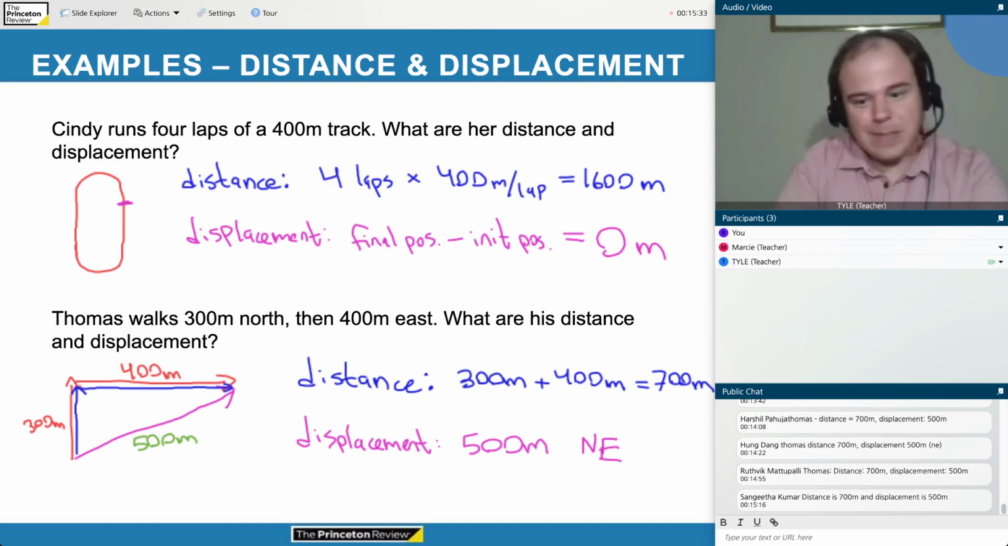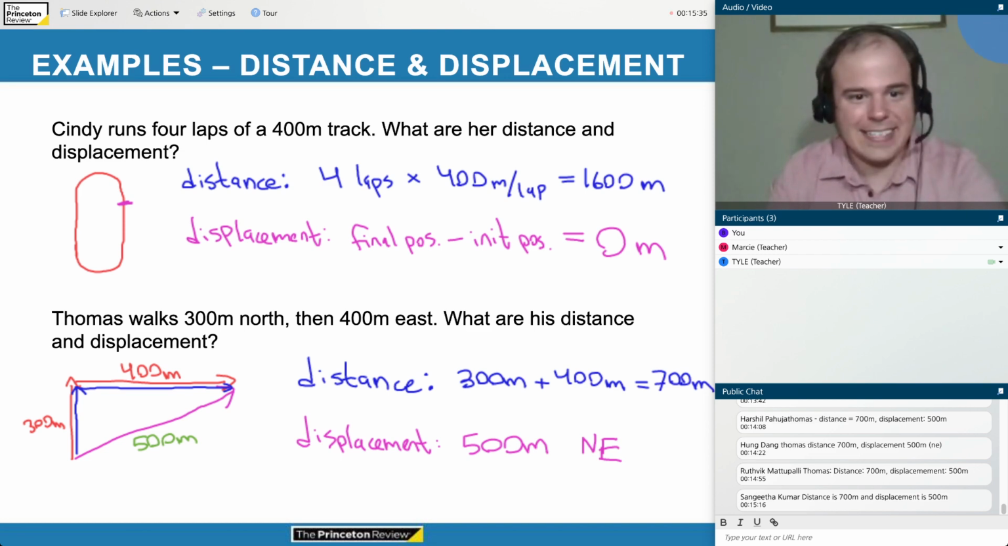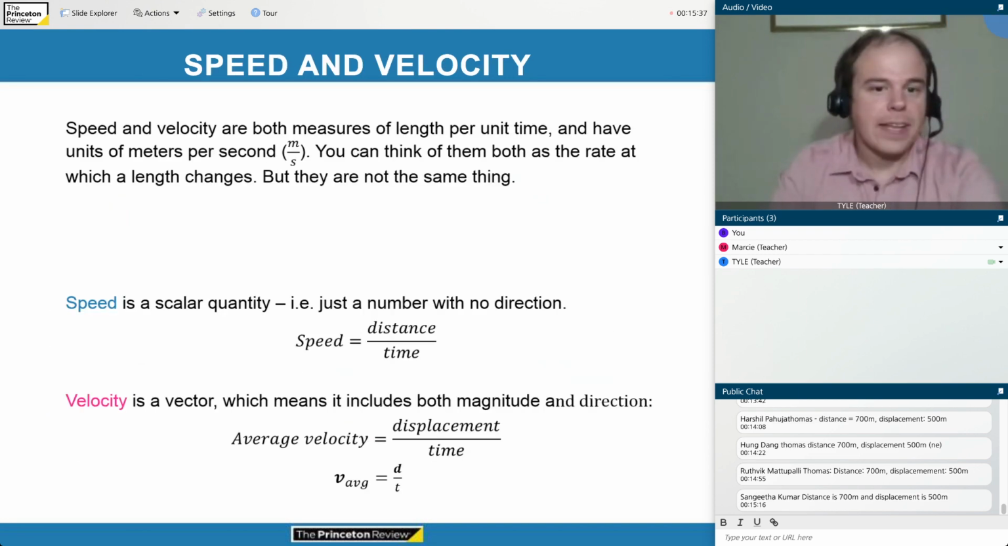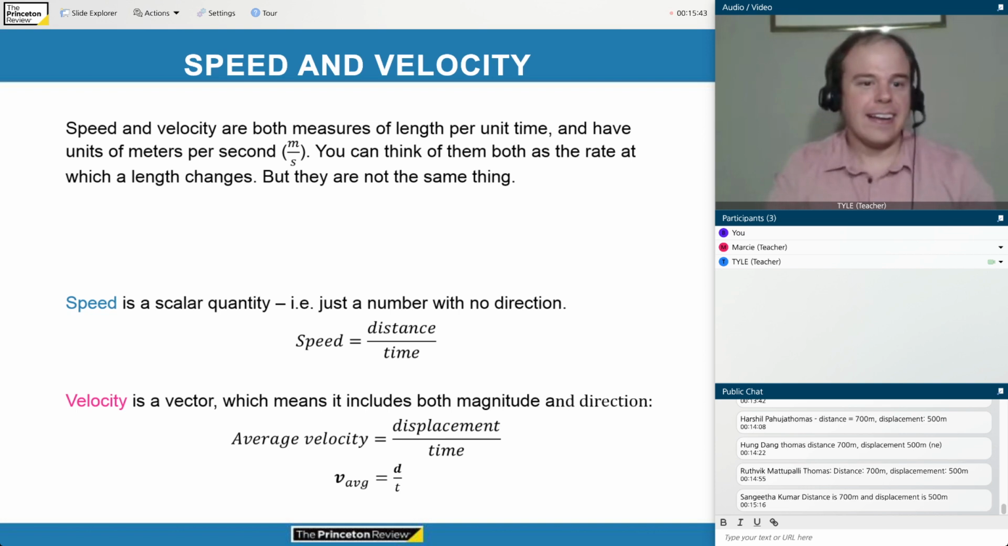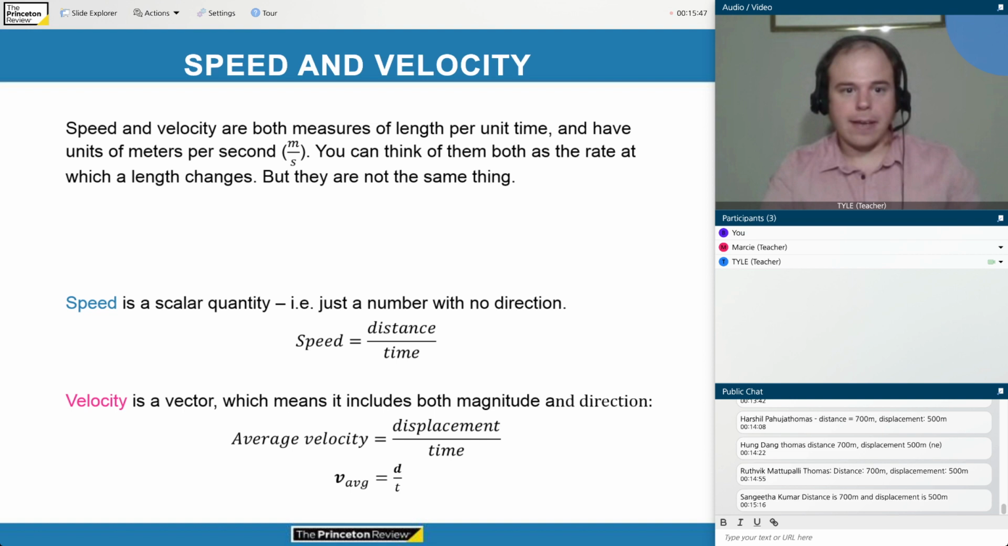All right, and we could do some trig to find the exact angle, things like that, but that's not too important here. Now let's talk about speed and velocity. Speed and velocity are both measures of length per unit time, and they both have units of meters per second. You can think of them as the rate at which a length changes.